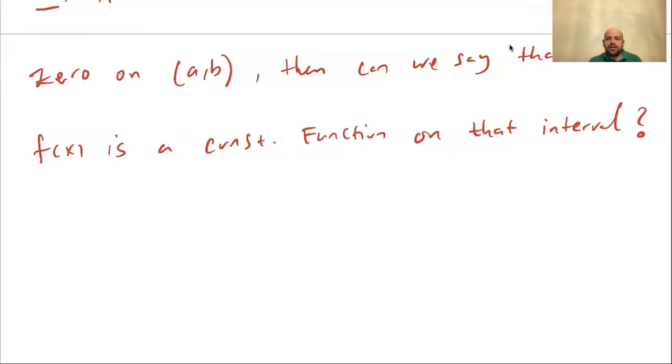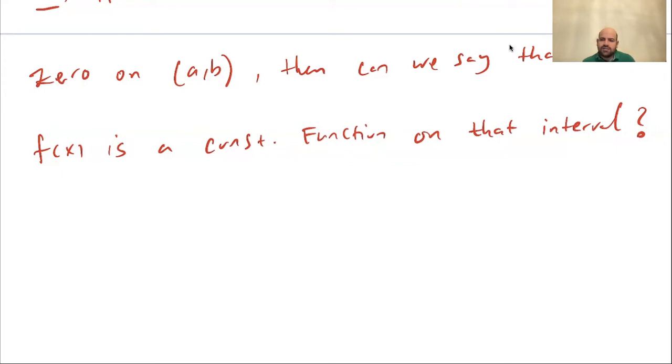But what about the converse? If the derivative is 0, can I conclude that the function must be a constant function? Well, it's not obvious, but it is true. It's true based on the mean value theorem. I will tell you the proof using the mean value theorem, but it's not obvious.